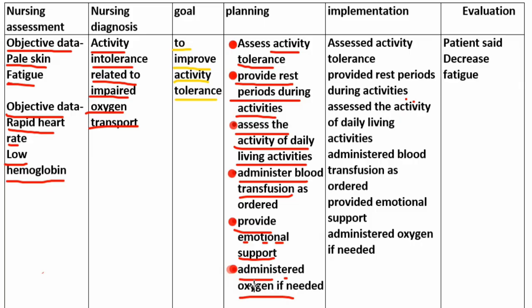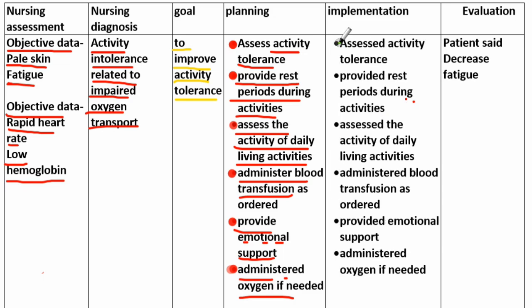Implementation. Assessed the activity tolerance. Provided resting periods during activities. Assessed the activities of daily living. Administered blood transfusion. Provided emotional support. Administered oxygen as prescribed.